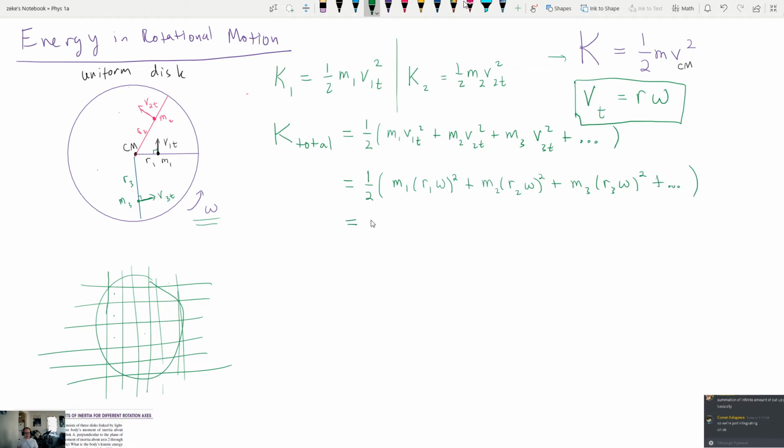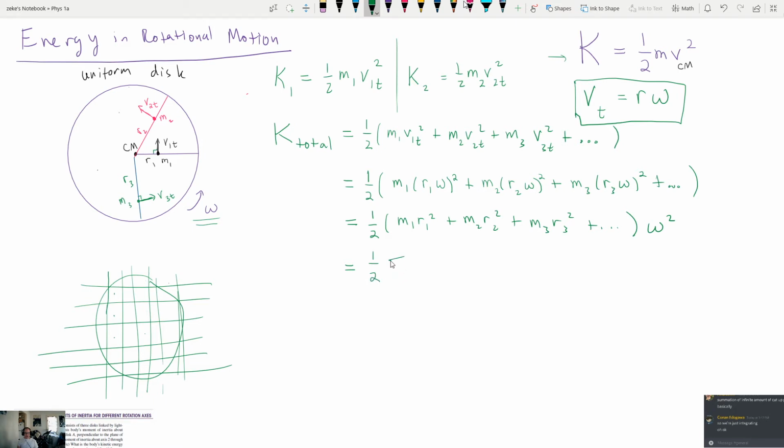And now we can factor out the omegas, because there's an omega squared in every single term. So we end up getting m1 r1 squared plus m2 r2 squared plus m3 r3 squared plus ... all multiplied by omega squared, because every single term is going to have that same omega squared inside of it. And then we can now write this little piece right here as a sum.